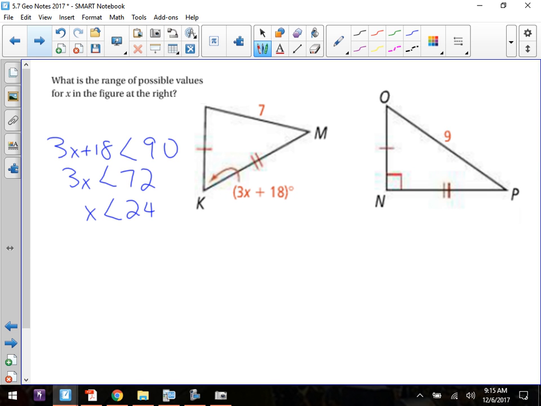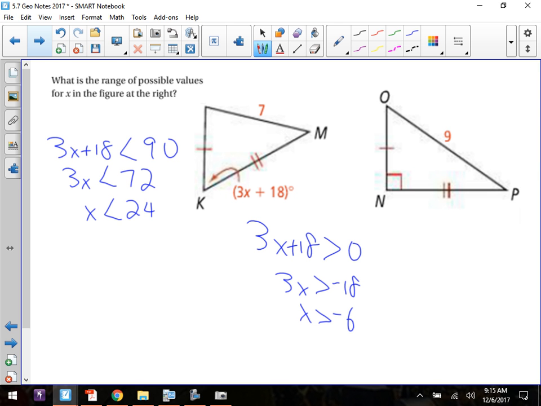Okay. And then what's the lower limit for it? Do we have to set it greater than 0? Let's set it greater than 0. Okay. So subtract the 18. Negative 18. So x has to be greater than negative 6.